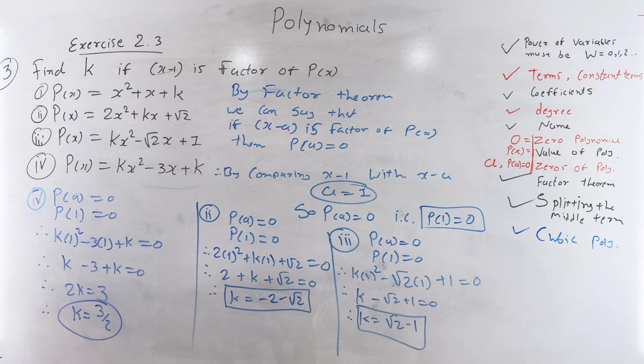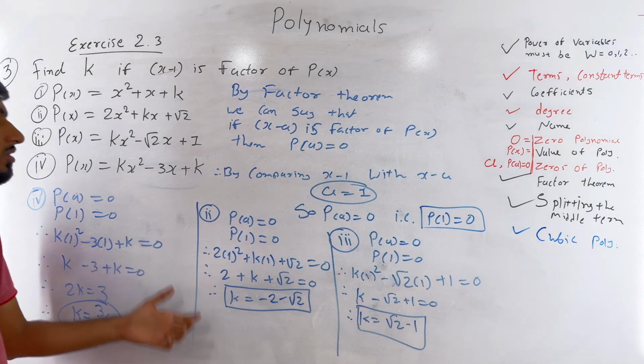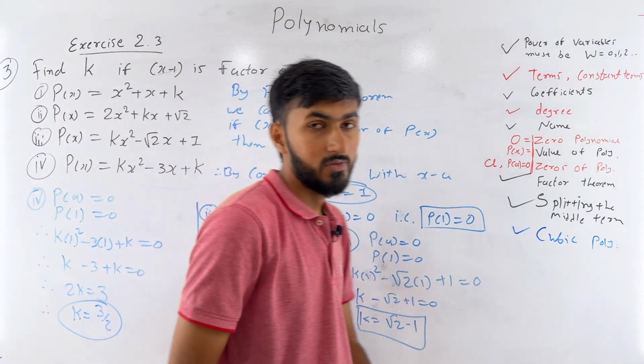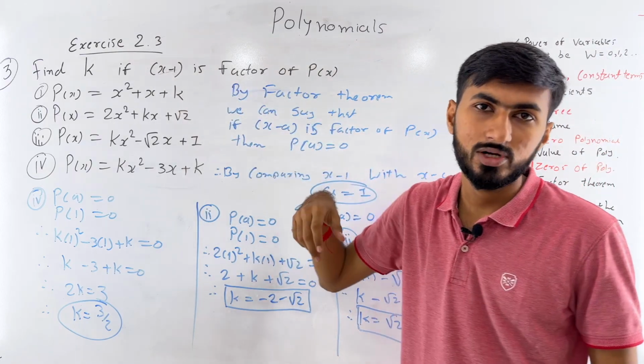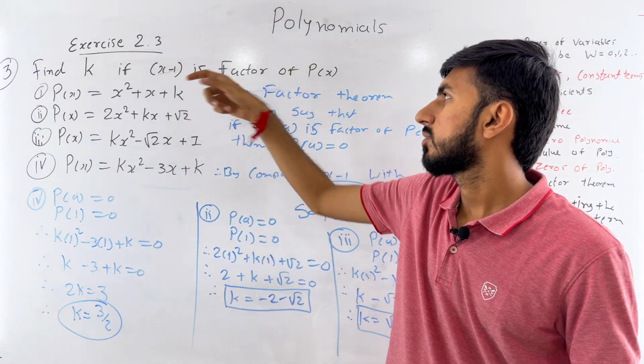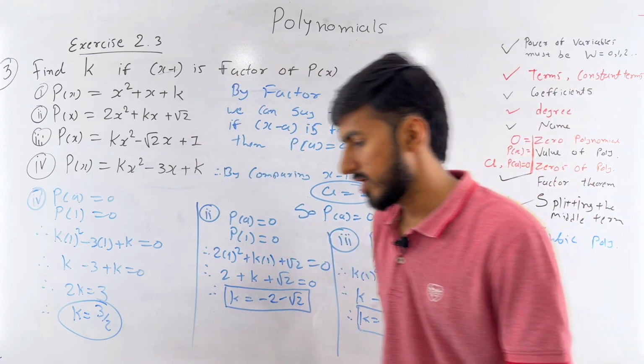Here 2 is in multiplication, right? So this is the method that you will use to find the value of k if you are given that x minus 1 is a factor of p(x), or any one polynomial is a factor of another polynomial, right?